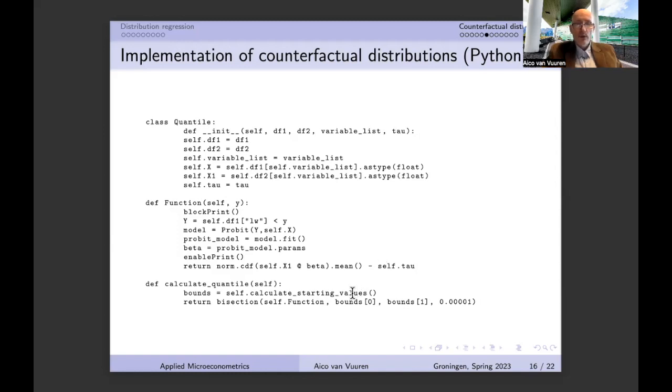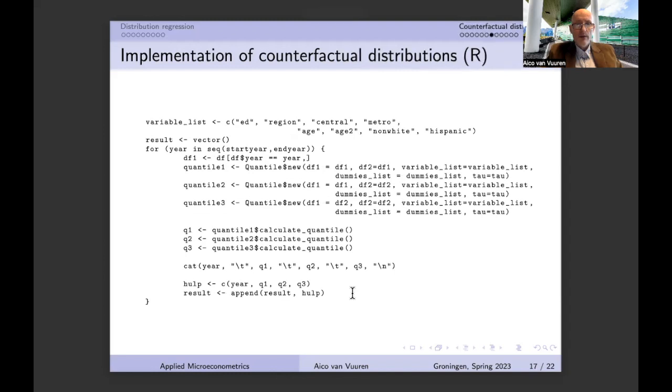Well, we can of course do this in Python, but we can also do this in R. Well, this is almost identical. Here again, we're going to have our variable list. Here we're going to have the different years. We are going to have a for loop over the different years. Here we're going to initialize the different quantiles, essentially the different classes that we're going to have. And here we calculate those quantiles and we are going to print them.